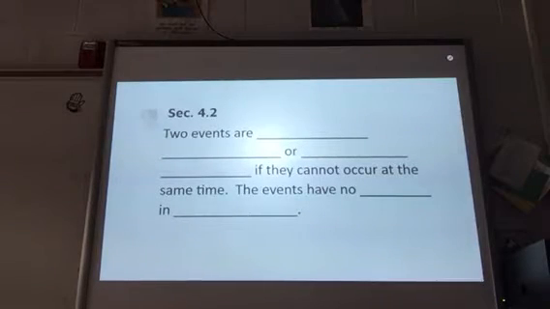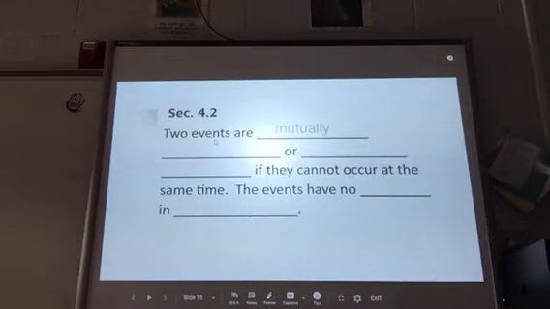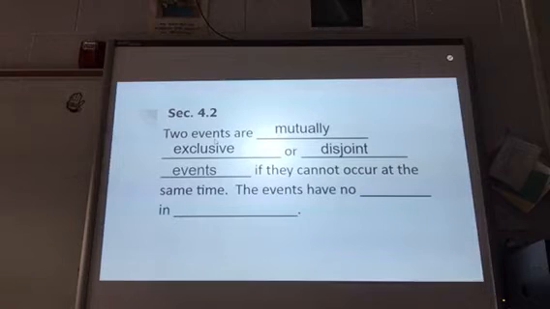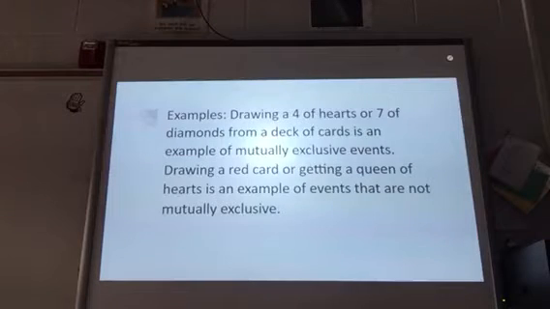Okay, guys, so if you'll get your notes back out, let's look at section 4.2. Section 4.2 talks about the addition rule for probability. Two events are mutually exclusive or disjoint if they cannot occur at the same time. The events have no outcomes in common. An example would be drawing a 4 of hearts or a 7 of diamonds. You can't draw that single card that would meet both of those, so those are mutually exclusive.